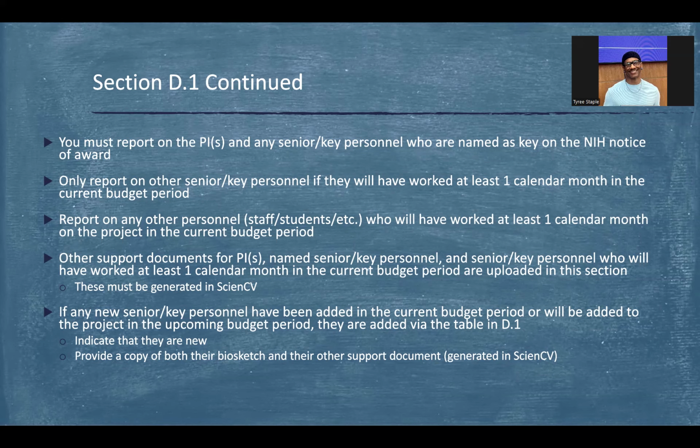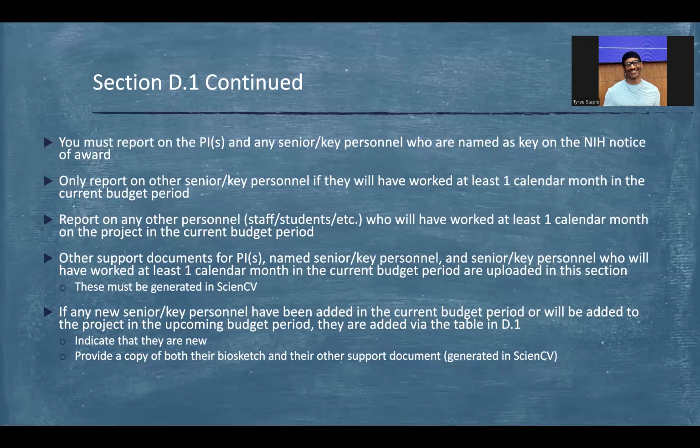Otherwise, you only have to report on other senior key personnel if they've worked at least one calendar month in the current budget period. This is a change. Well, that's not a change. The change is that since we upload the other support page within each individual's block in the all personnel report, if we're not including someone because they didn't work one calendar month, then we don't need to collect their other support page. So that is a big change for us.